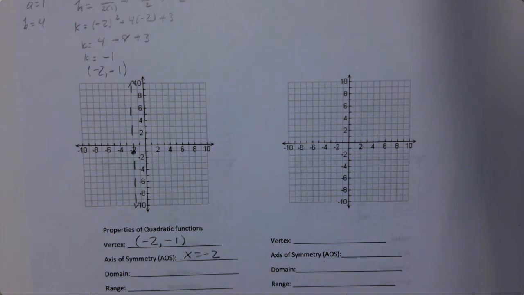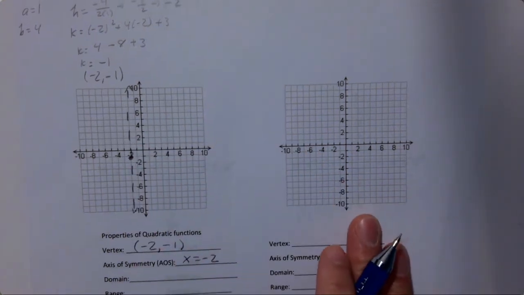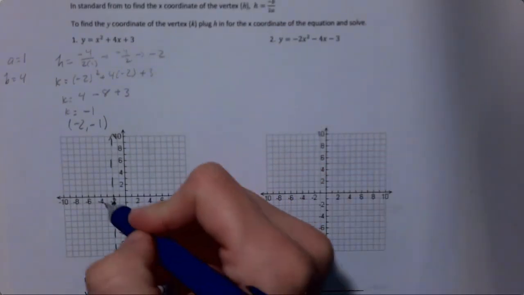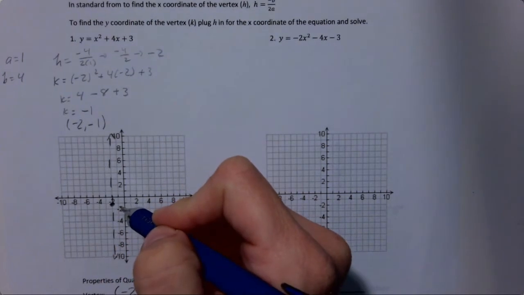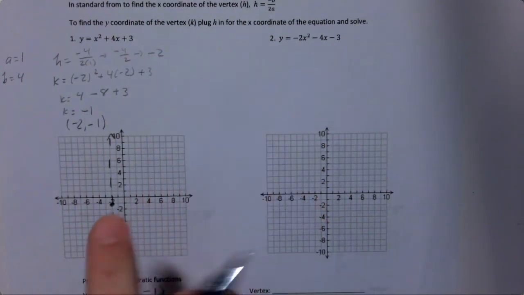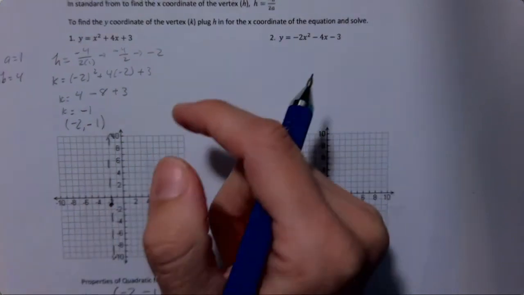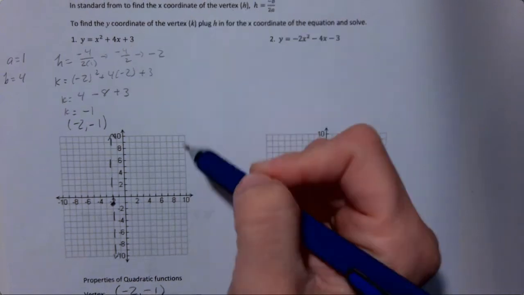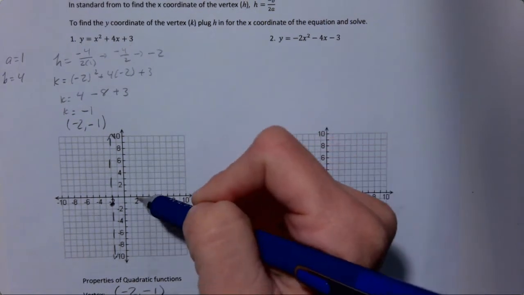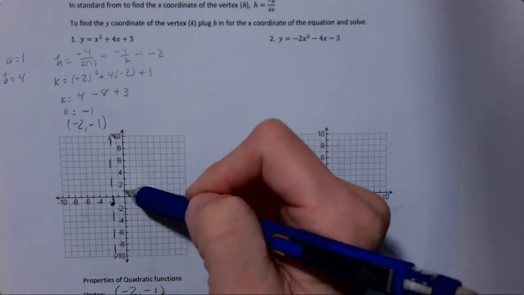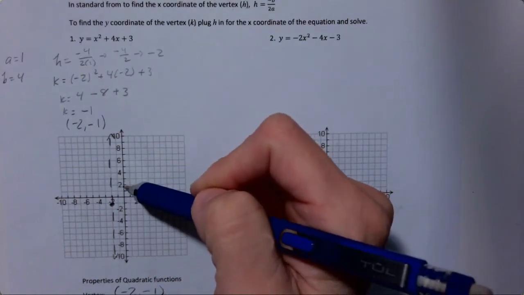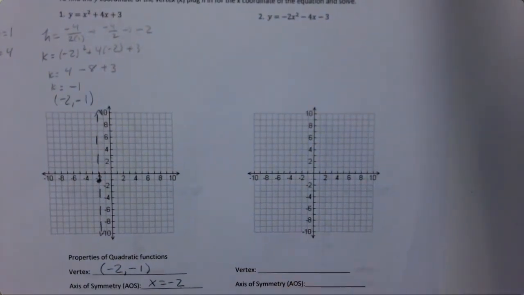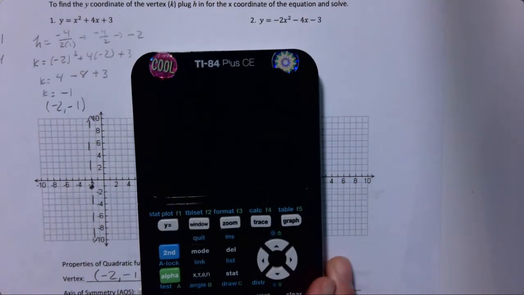The next thing we need to do is start plotting some other points so that we can connect the dots and make the parabola. The easiest points to find are the x-intercepts and the y-intercepts, if they have them. Remember, to find the x-intercepts, you could plug a, b, and c into the quadratic formula and solve. To find the y-intercept, you could plug in 0 for x and solve that way. That could work, but since we have graphing calculators, you could also do it on your graphing calculator.